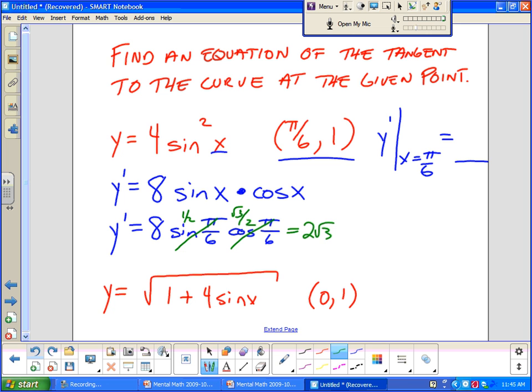I said find the equation of the line. I'm going to use point slope form. Y minus 1 equals 2 square roots of 3 times x minus pi over 6. Again, point and slope.